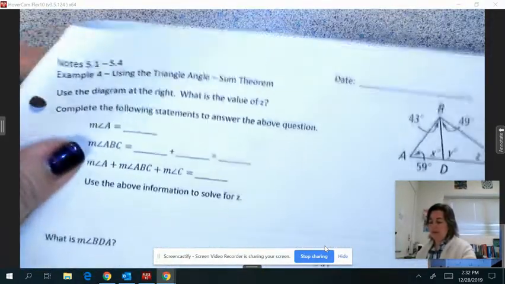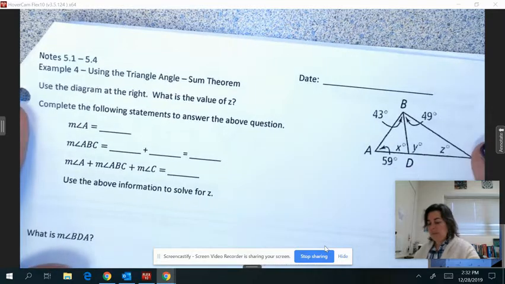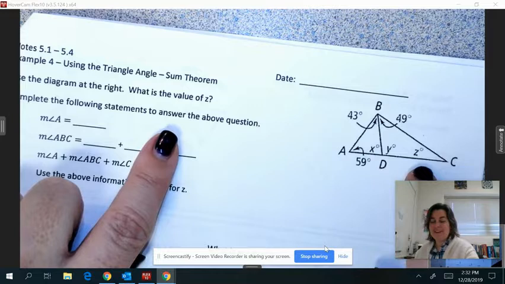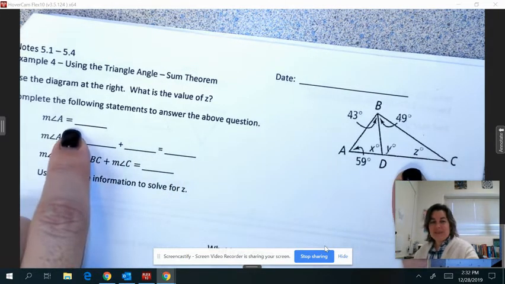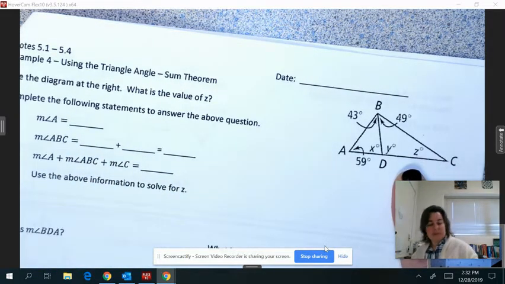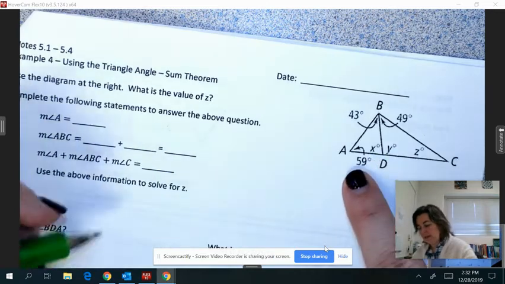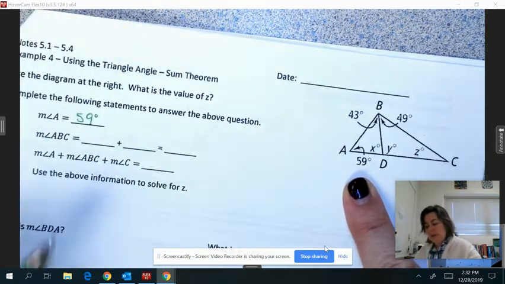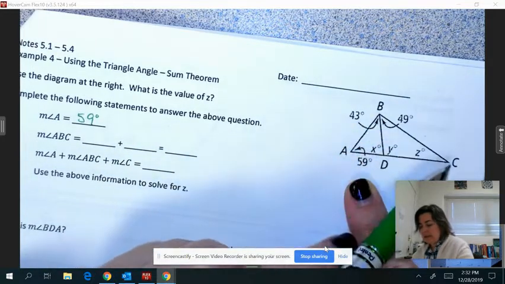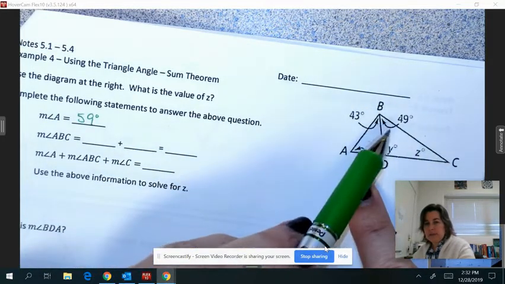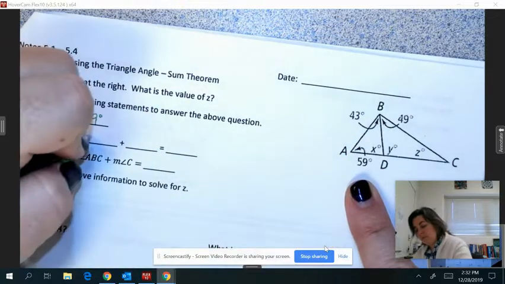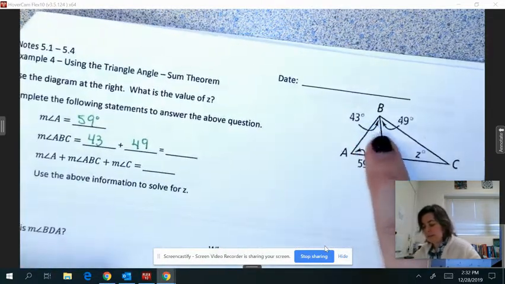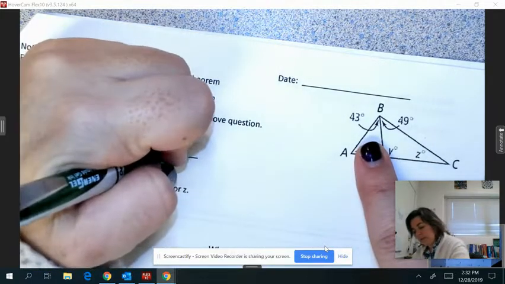And let's go to the back page. We're going to figure out what all of these different variables are. This says figure out what's the measure of angle A. Well, looking at the picture, they told us that angle A is 59 degrees. Okay. Angle ABC is this angle up here. It's equal to these two pieces added up. So 43 plus 49 gives us this whole angle is 92 degrees.